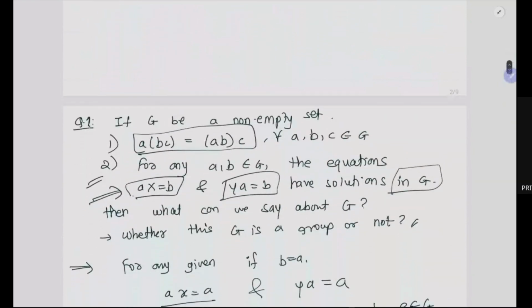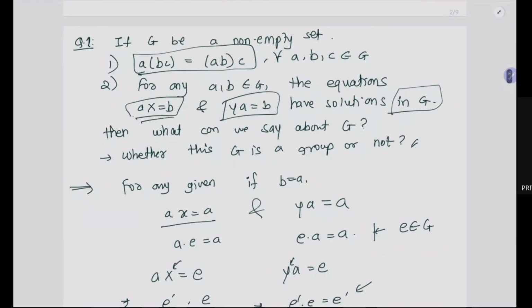This was just to give the flavor that the existence of inverse and additive identity, or let's say if multiplicative group, then multiplicative identity, are just solutions to these equations. I hope I'm clear.